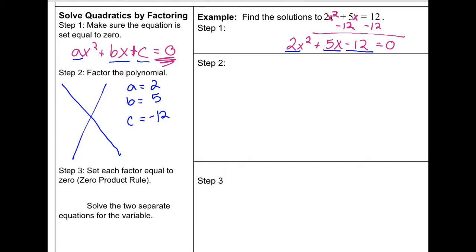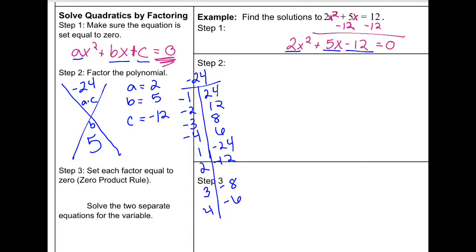In the X puzzle, the top is A times C, so 2 times negative 12 is negative 24. And we want to find two values that multiply to be negative 24, but add up to our B value of 5. So I'm going to make a list of values that will multiply to be 24.